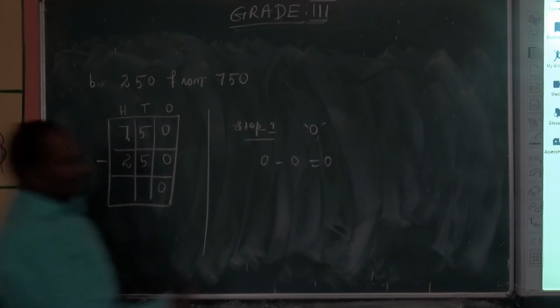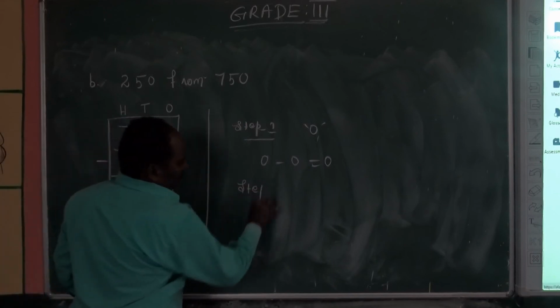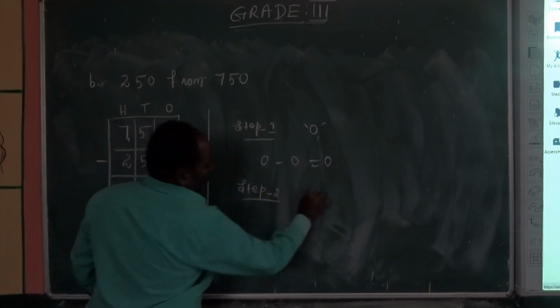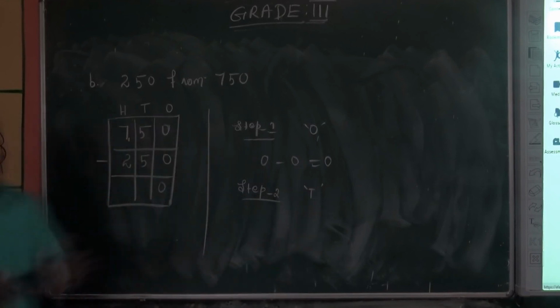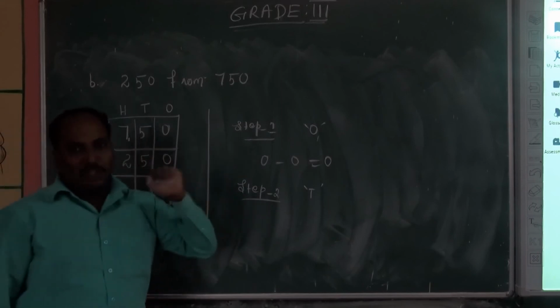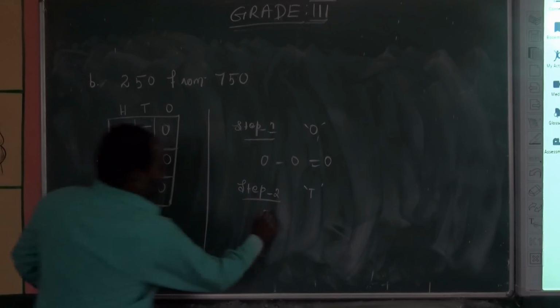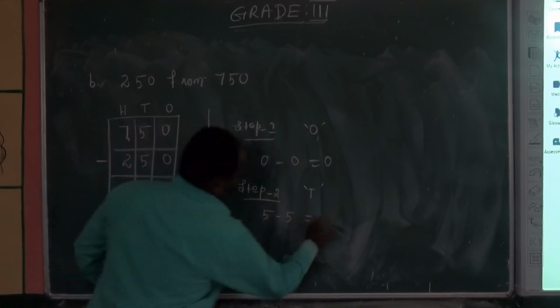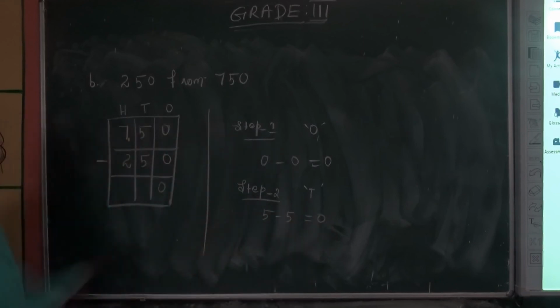Next we go to the tens place. Step 2. Subtract the tens place. 5 minus 5 is equal to 0. It is an itself property.